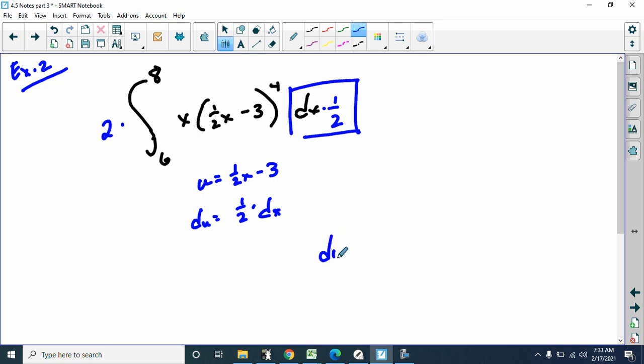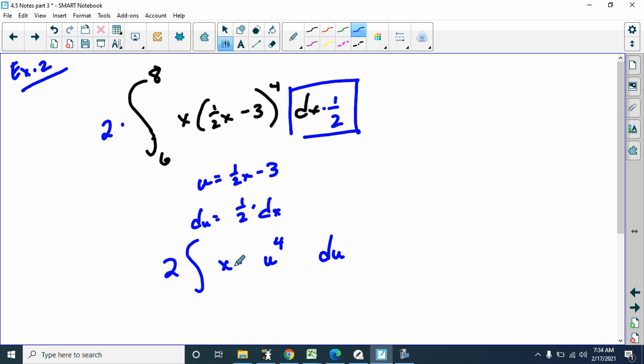This becomes du. I just bring my 2 down. Here I have u to the 4th. And again, the problem is I have this extra x in here. You can move constants, you can move coefficients out front. You cannot move variables out front. I cannot take this x and move it out front. That's not going to work.